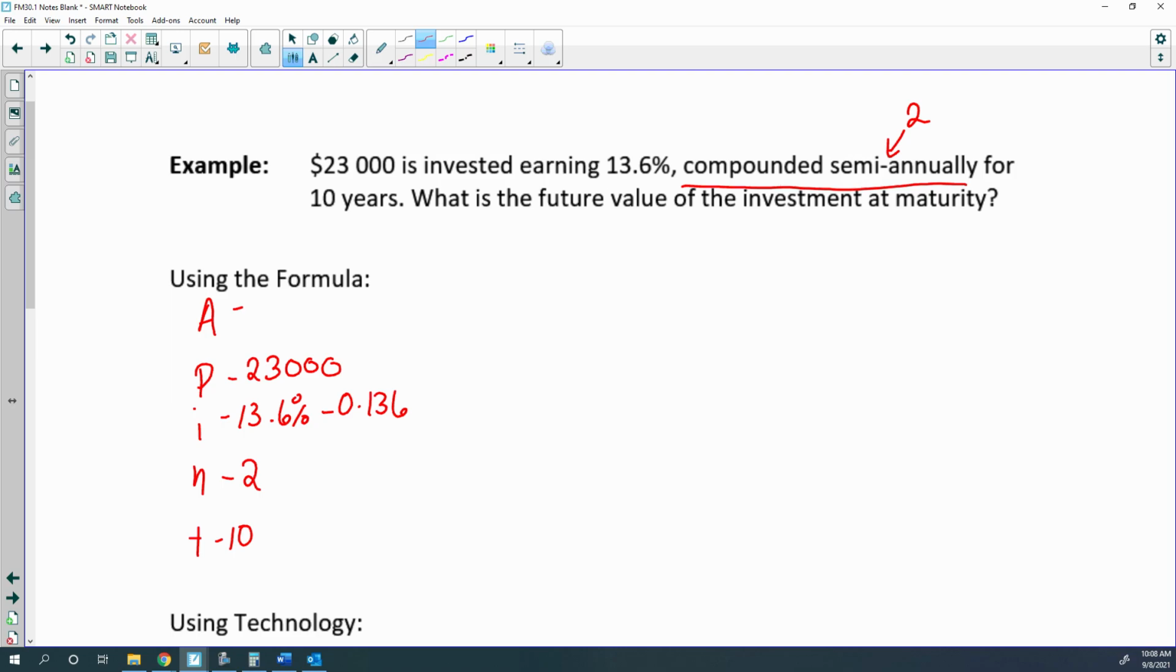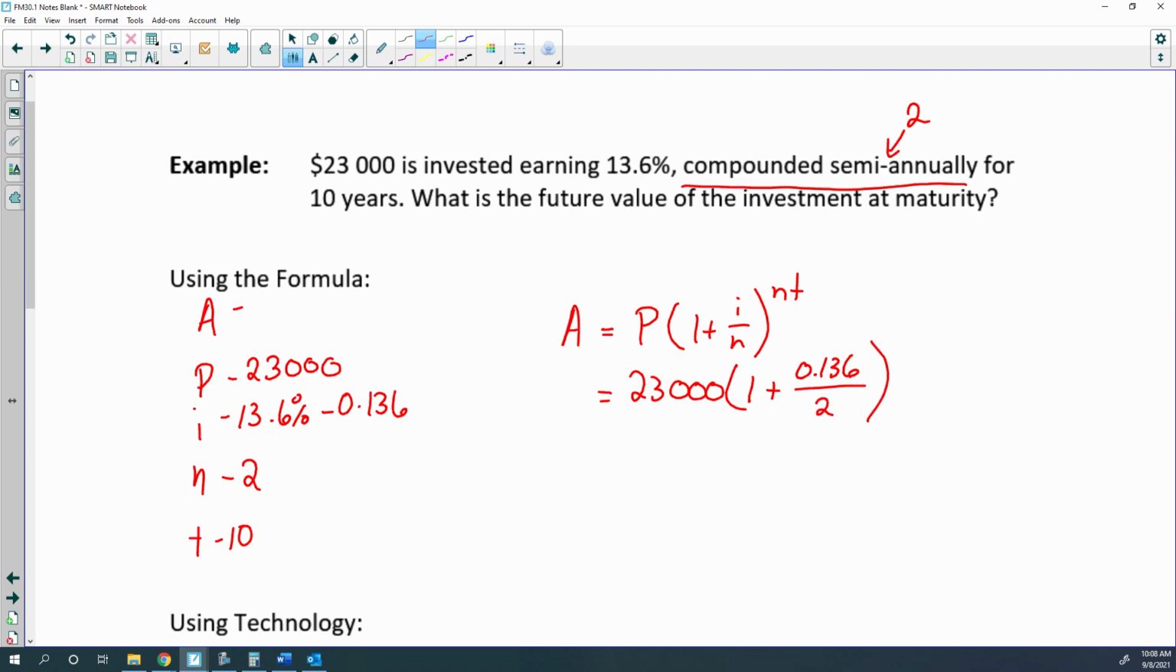And now I'm going to go to my formula. So A is equal to P times 1 plus I over N, and that's raised to N times T. I'll plug in what I'm given. So the 23,000. The 1 always stays 1. My interest rate is 0.136. The N is 2. And then I'm going to raise that to N, which is 2, times T, which is 10.